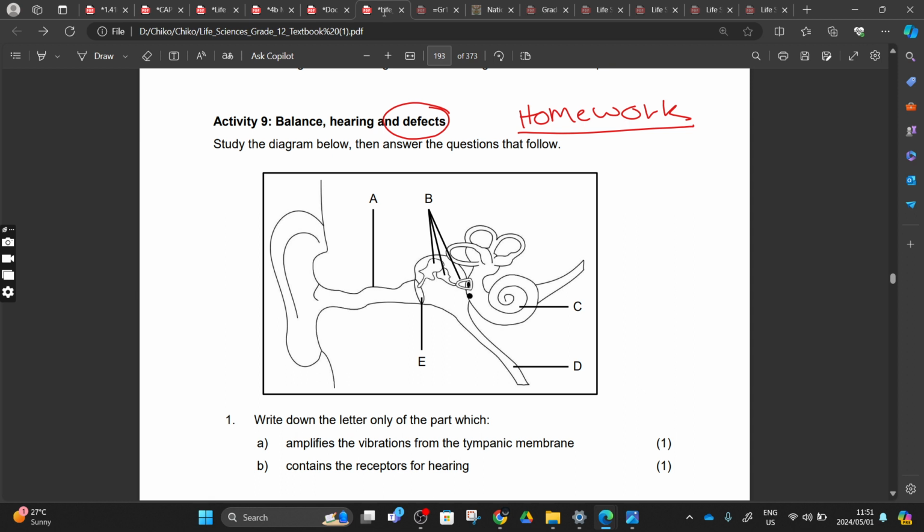Then we did this homework. I gave you this homework, right? We have done everything. Today we are just doing questions.